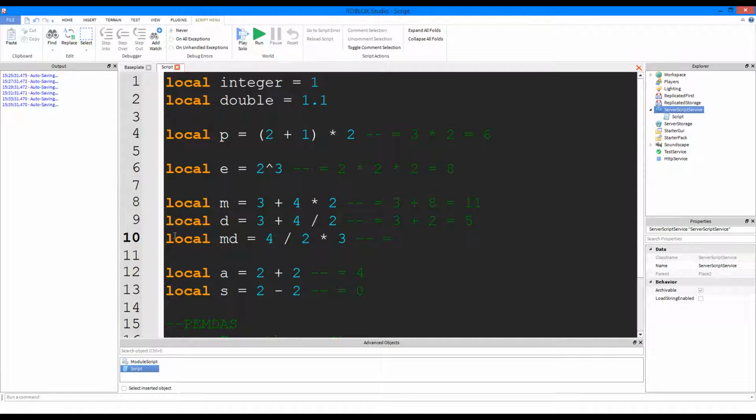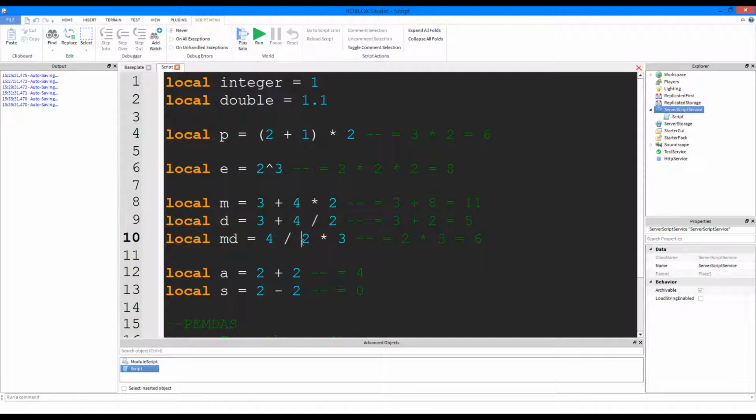4 divided by 2 should go first because multiplication and division are on the same level as each other. And since they are on the same level as each other, you have to do them in left to right order. So the further left something is, the more important it is. So 4 divided by 2 equals 2. And then you multiply that by 3, and that equals 6. Not 2 times 3 and then divide 4 by whatever 2 times 3 is.